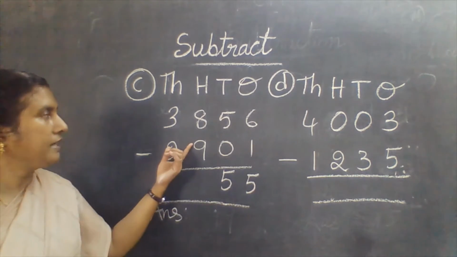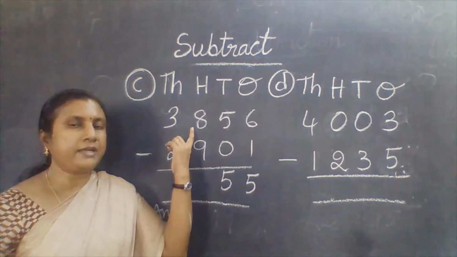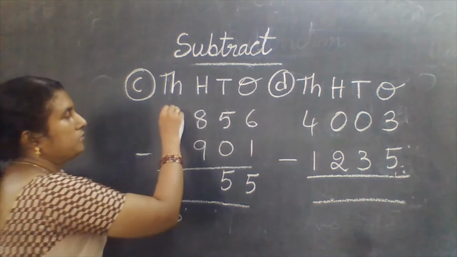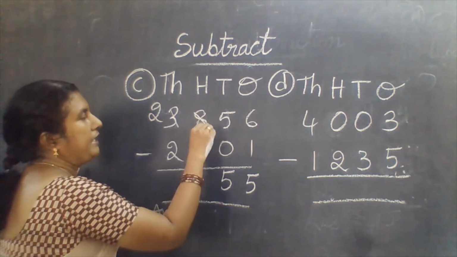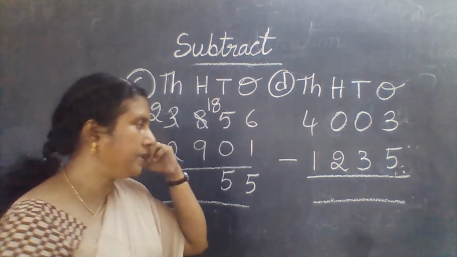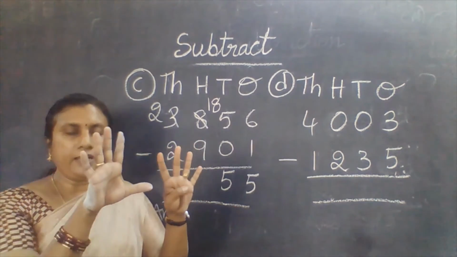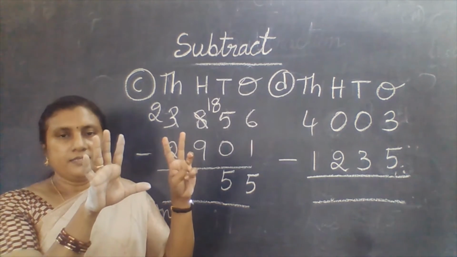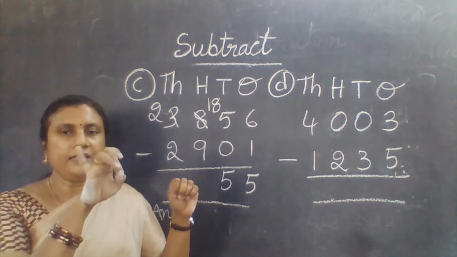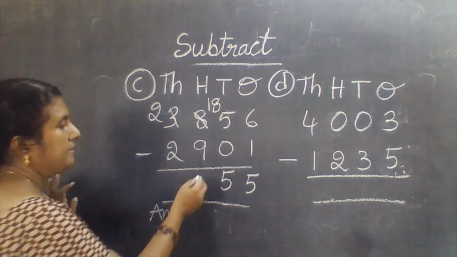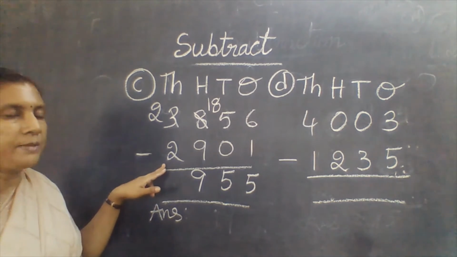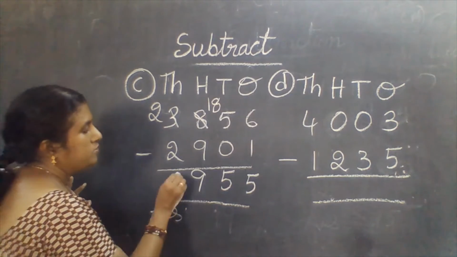Here in hundreds place 9 is there to separate from 8. Is it possible? No. So we have to borrow from the next place value. So 3 will become 2 and 8 will become 18. Now we have to separate 9 from this 18. So 18 in your mind, 9 in your fingers. Before 18: 17, 16, 15, 14, 13, 12, 11, 10, 9. So what is the difference? 9. In thousand place we have 2 and 2 to separate. 2 minus 2 is 0. So what is the difference?